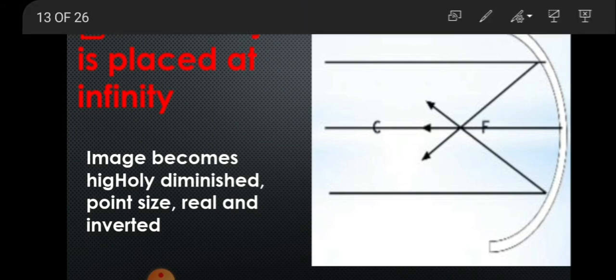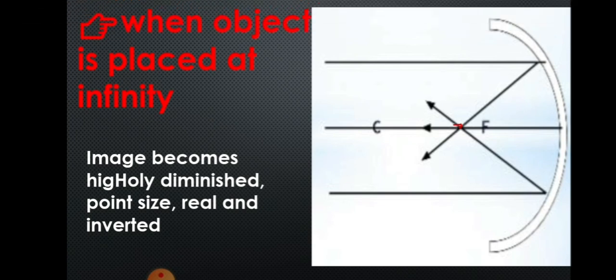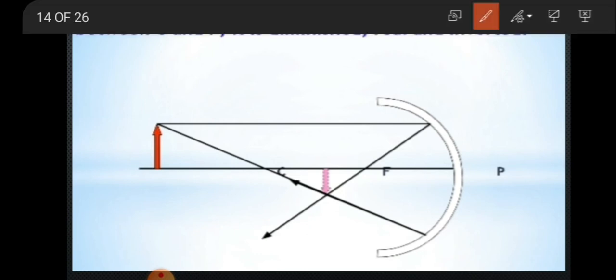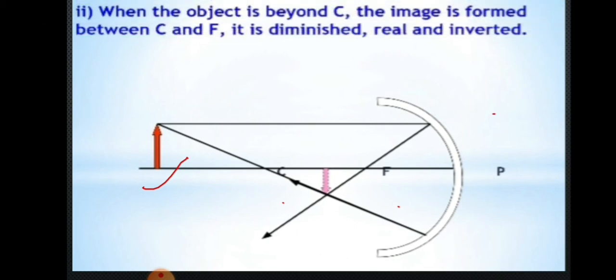When the object is placed at infinity, after refraction the rays meet at the focus, so the image becomes highly diminished, point size, real and inverted. Next, when the object is placed beyond C, the image is formed between C and F, and it is small in size, real, inverted and diminished.